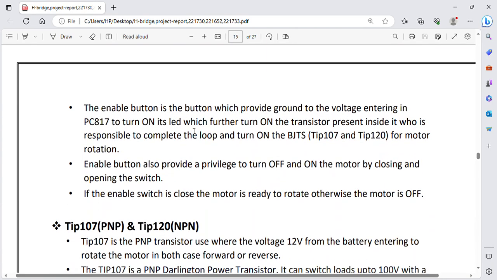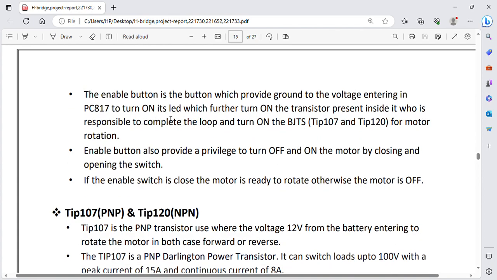The PC817, when turned on, allows the BJT 107 and 120 to rotate the motor. If the PC817 is in off state, the circuit is not going to work at all. The enable button also provides the privilege to turn the motor off and on by closing and opening the switch.